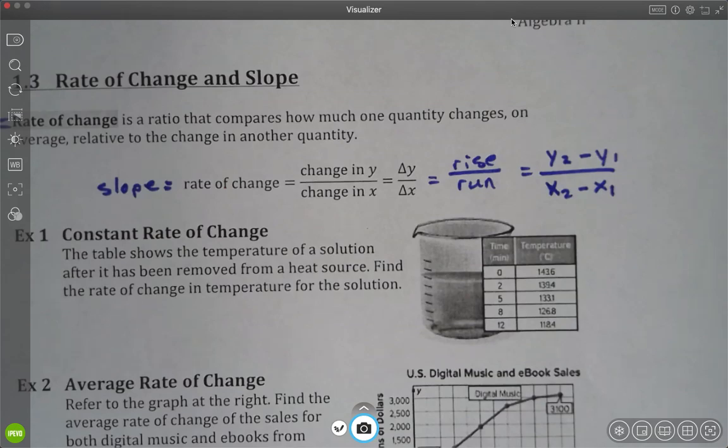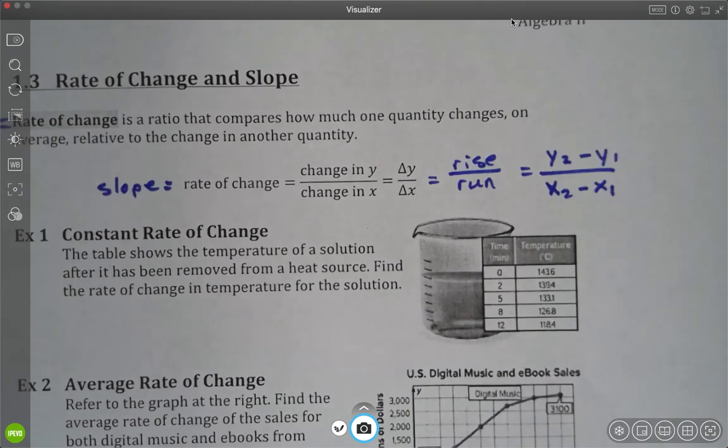At a time of 0, it was up to 143.6 degrees. That was how high it was. And then after 2 minutes, it was at 139.4. And after 5 minutes, it's 133.1. 8 minutes is 126.8. And it keeps going down and down and down, okay? All right, we need to figure out how much it's going down. Find the rate of change in temperature for the solution.